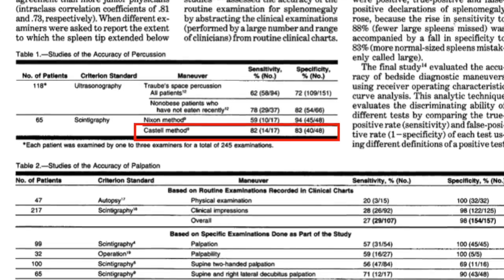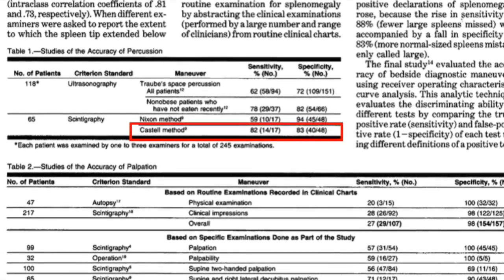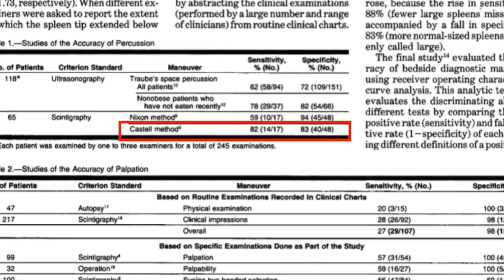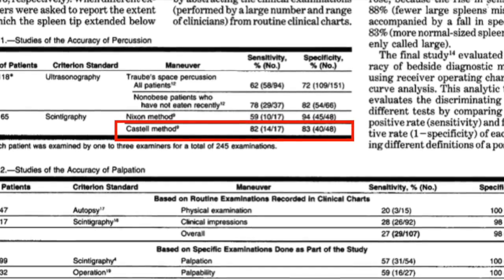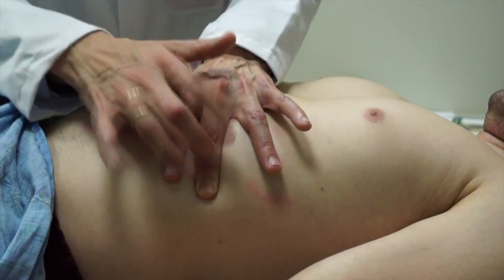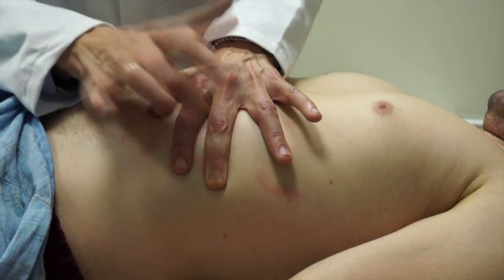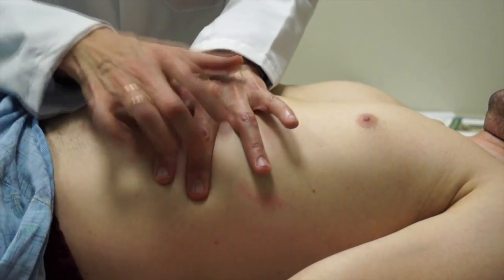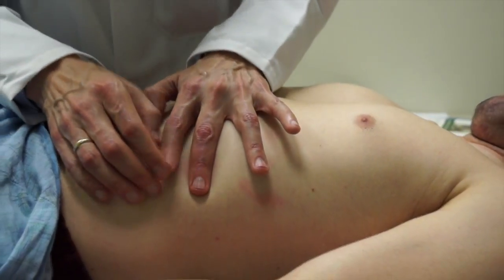A 1993 systematic review in JAMA found Castell's sign to be the most sensitive way to identify splenomegaly, with a sensitivity of 82% and a specificity of 83%. That being said, you would still need to have a pretest probability of around 70% for this patient to have splenomegaly for a positive test to give you a positive predictive value of greater than 90%.